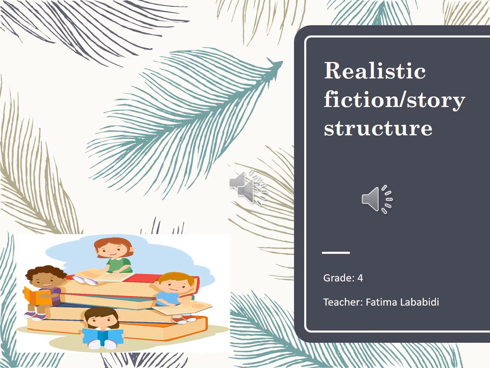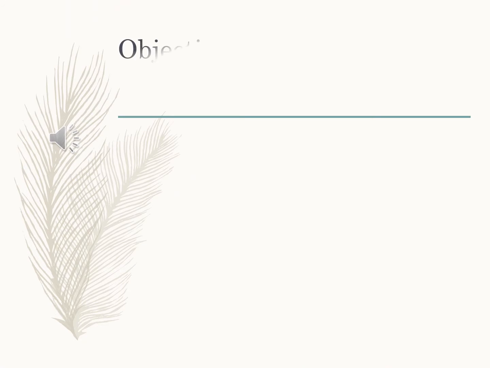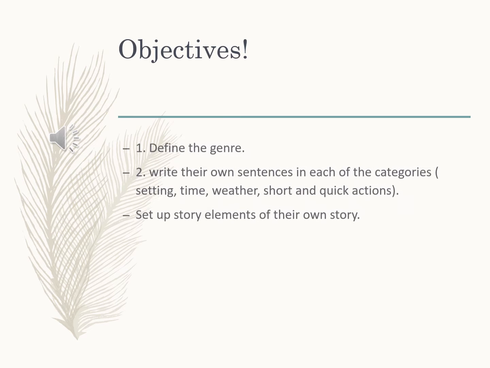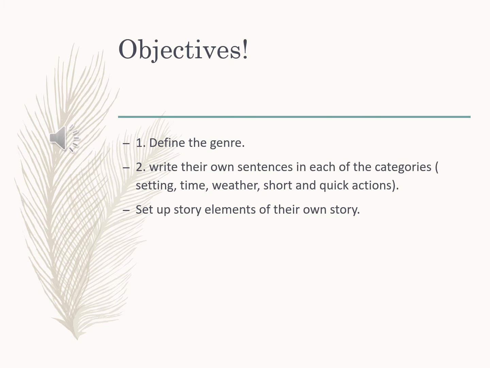Today's lesson is going to be about the genre, realistic fiction, and story structure. The main objectives today are define the genre, write your own sentences in each of the categories: setting, time, weather, short and quick actions, and set up story elements of your own story.